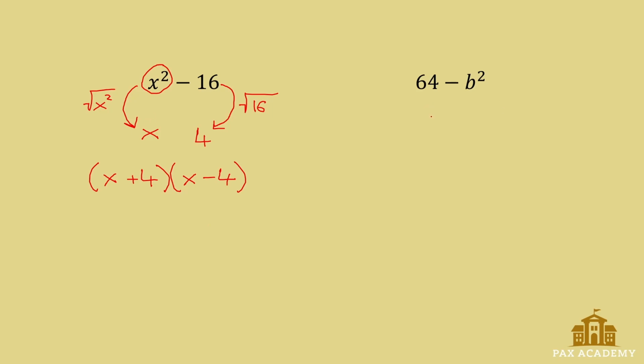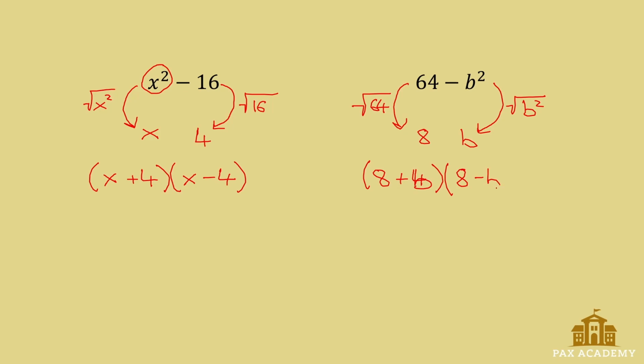Let's look at the other expression, 64 minus b squared. Again here, we take the square root of the first term, the square root of 64, which is 8, and then we do the same for the second term, b squared. So we do the square root of b squared, which is just b. So now that we found them, we first put them in brackets added, 8 plus b, and the other bracket where they're subtracted, 8 minus b. And there we have it.